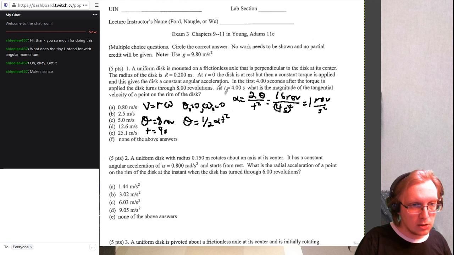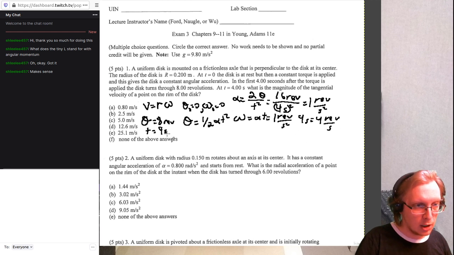Okay. Now we have alpha. I need omega. Omega is equal to alpha t. So that is 1 rev per second squared times 4 seconds, and that is equal to 4 revs per second. Alright, now we get down to what we're looking for. v is equal to r omega.